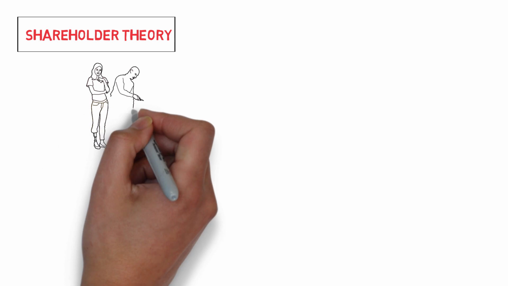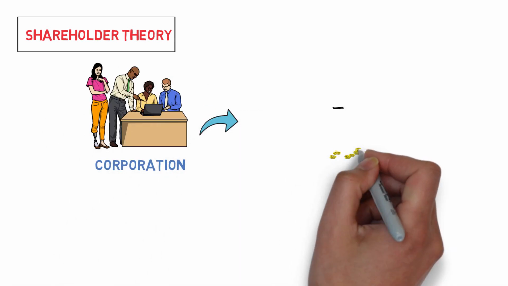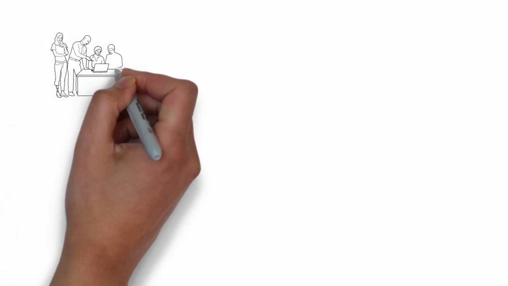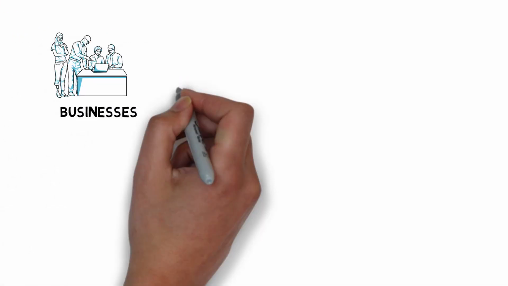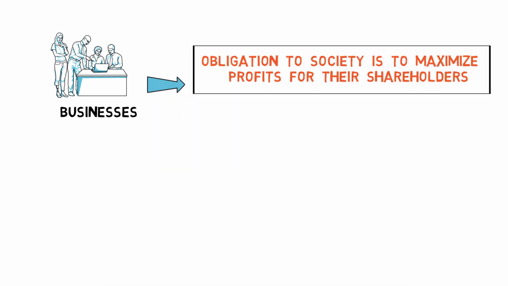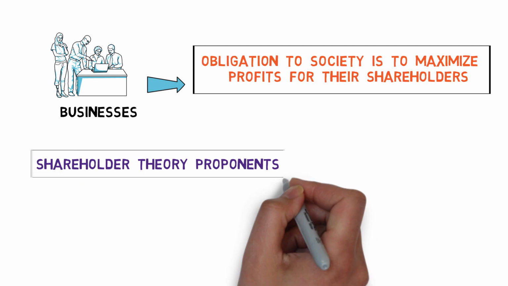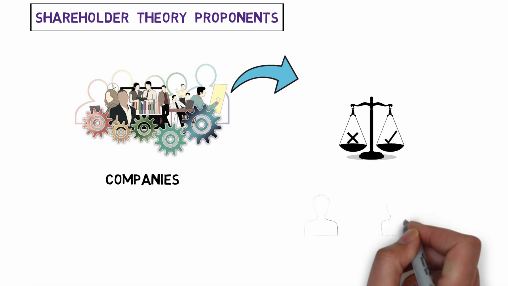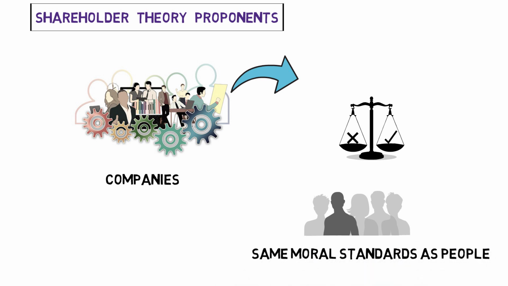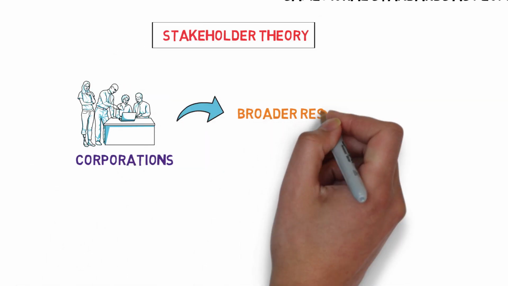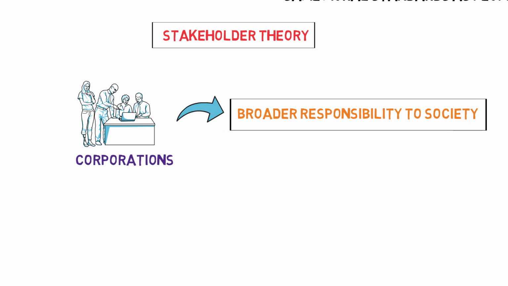According to shareholder theory, a corporation's main goal is to maximize profits for its shareholders. According to this theory, businesses' only obligation to society is to maximize profits for their shareholders. Shareholder theory proponents contend that since companies lack moral agency, they shouldn't be held to the same moral standards as people.